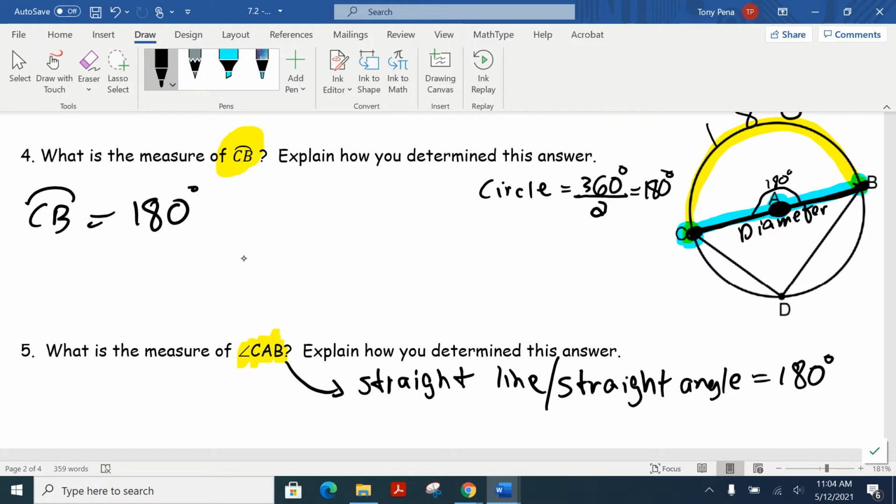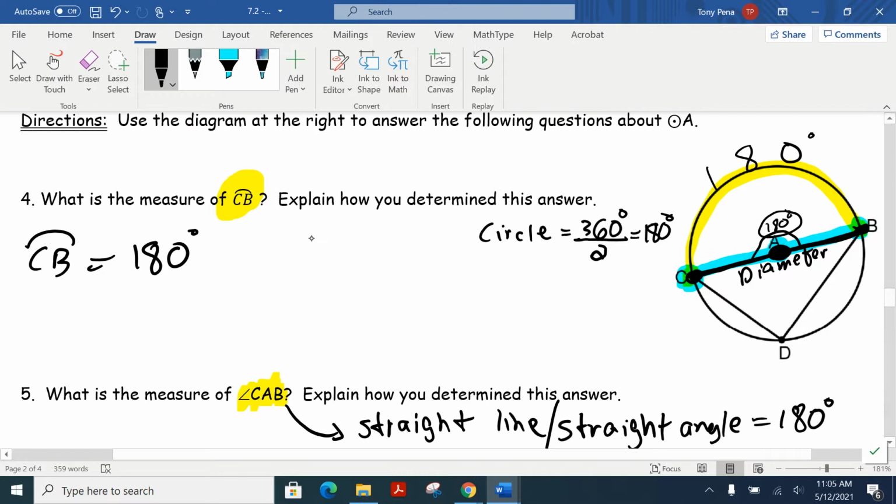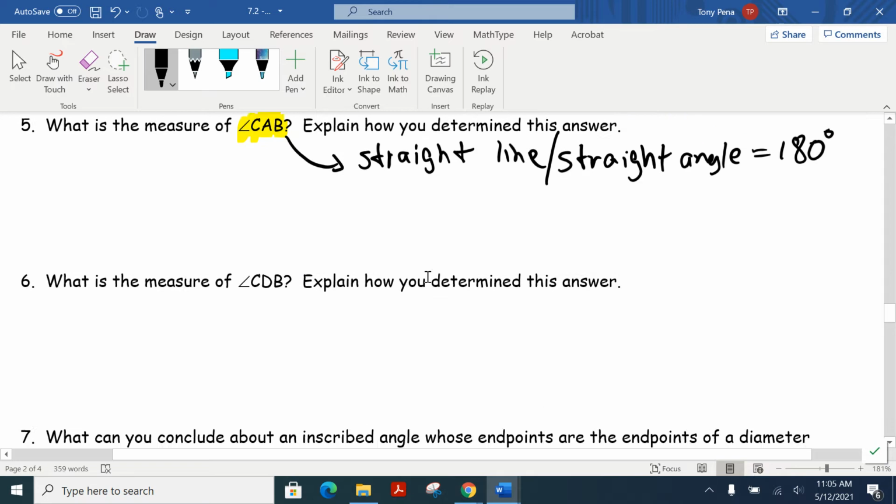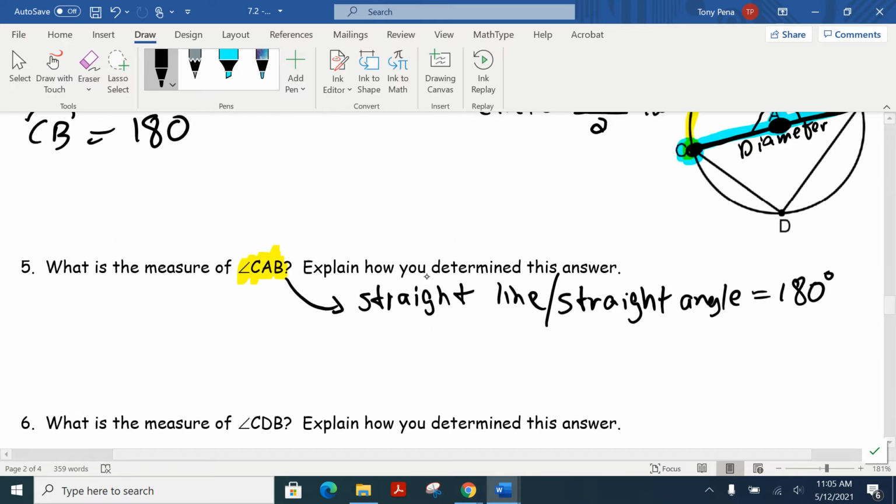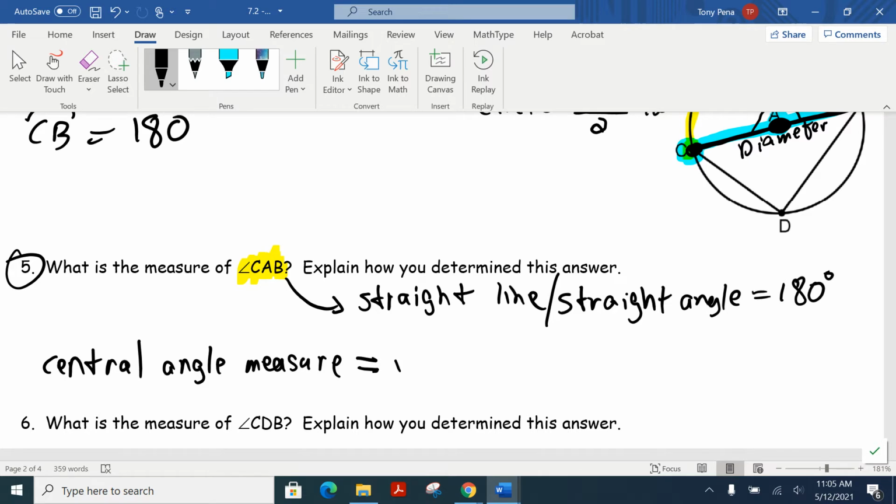Notice how the central angle, 180, just so happens to have the exact same degree measure as the intercepted arc. So what we want to understand about that, and we'll add this to number 5, is that your central angle measure will be equal to whatever the intercepted arc's degree measure is.